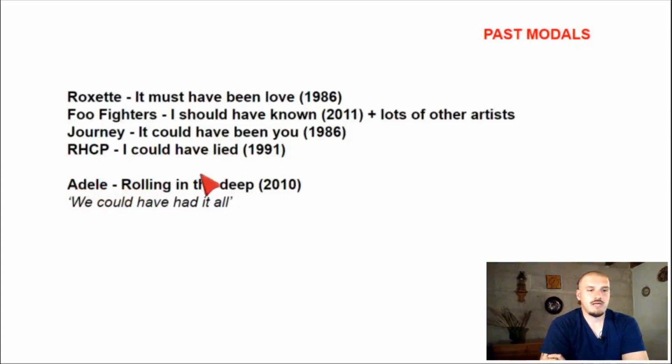La canción es Rolling in the Deep y la línea es We could have had it all. ¿No? We could have had it all. Pudimos haber tenido todo. We could have had it all. So yeah, not exactly a fantastic song time, but many, many different options and examples.